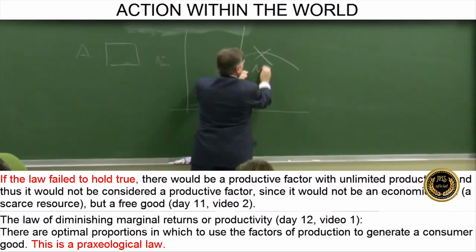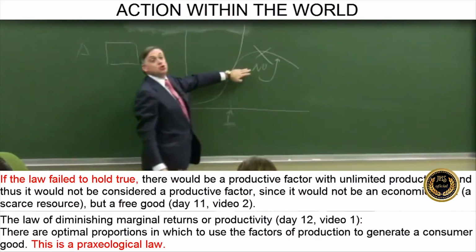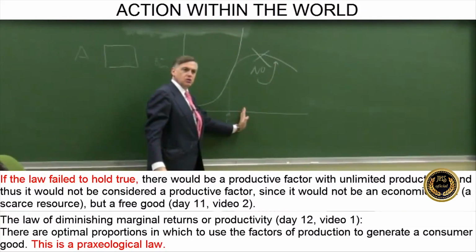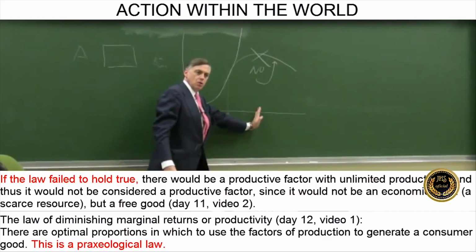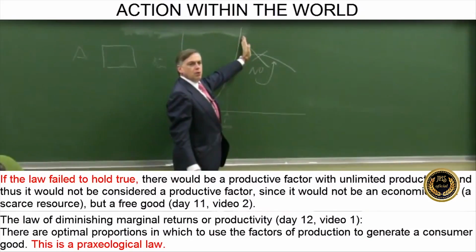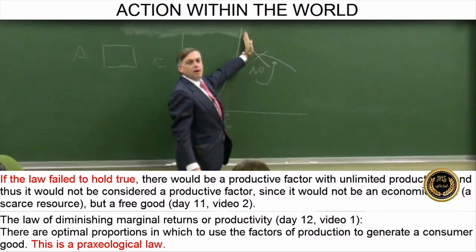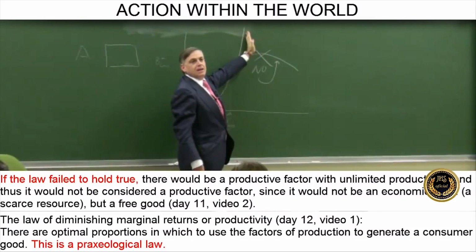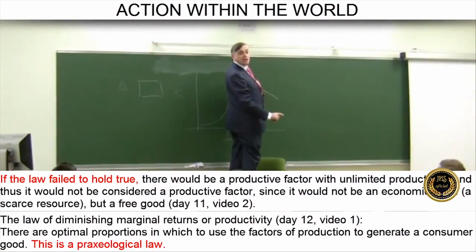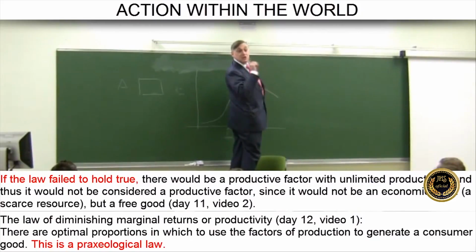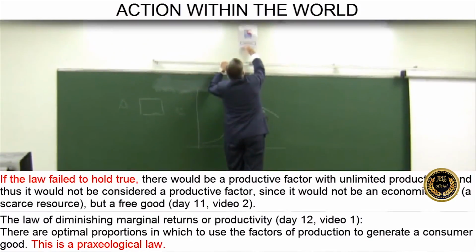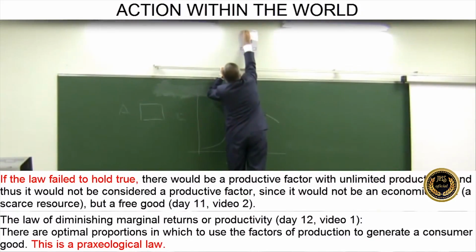What would happen if there were no optimal combinations of productive factors for generating a consumer good? If the law did not hold true, thus our a contrario sensu demonstration, it would mean that an increase in the units of the variable factor, in our example workers, would still result in a more than proportional increase in the final product. In our example, potatoes. We would keep sending in workers. And what would happen to the output of potatoes if the law of diminishing returns did not hold true? Look where the curve is.